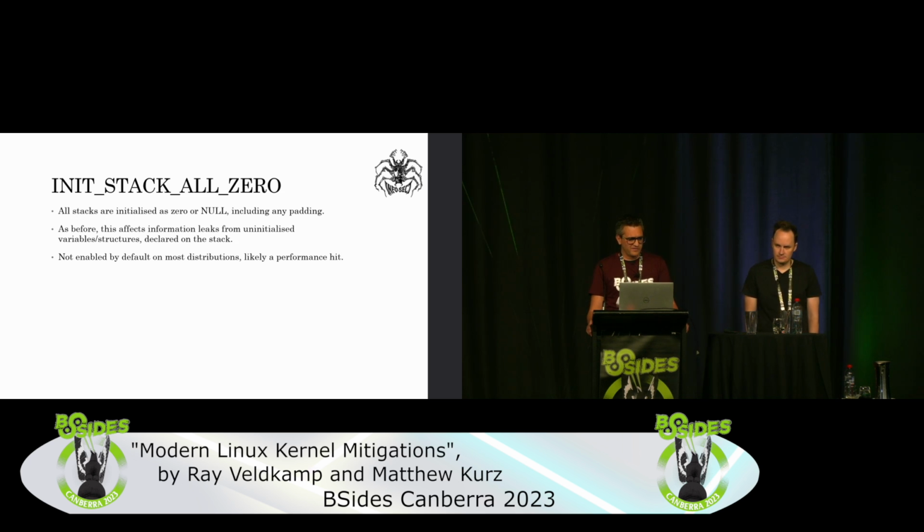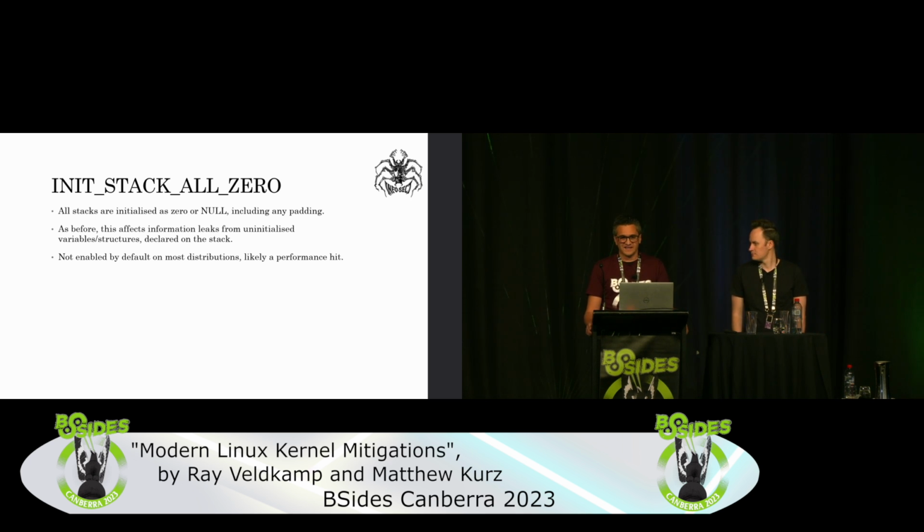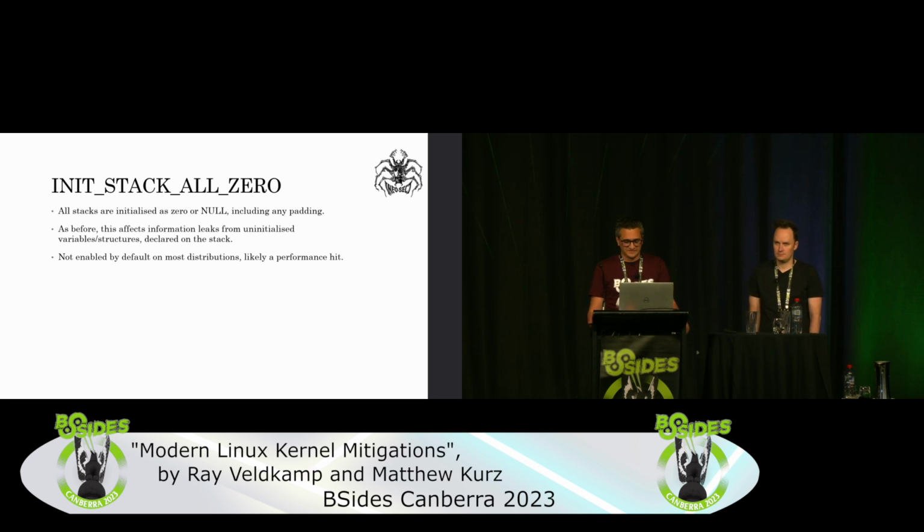Similarly, we have init stack all zero, so for objects which are allocated on the stack, they'll be initialized to 0, and that includes any padding on the stack as well. So as before, if you've got info leaks, you've got this kind of defense in depth in that your uninitialized data will be zeroed out. This one's not enabled on many distributions that I've seen, likely because of the performance hit.